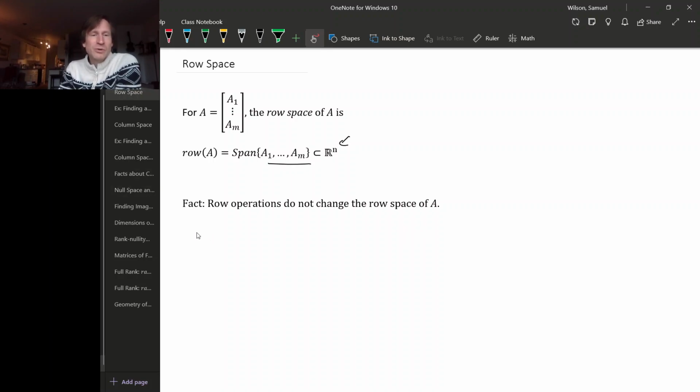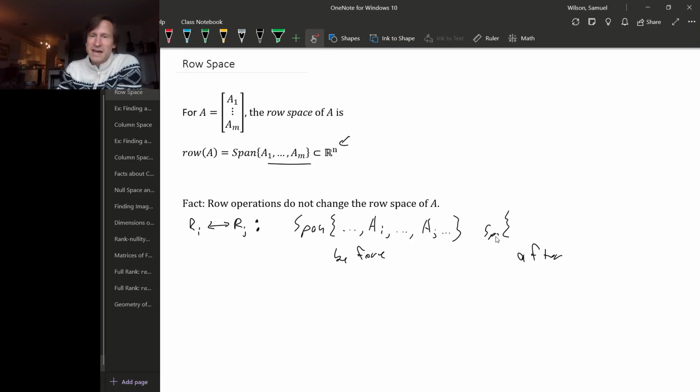So first of all, remember we have a row operation where we interchange 2 rows, right? So what will that do to the row space? Well, the row space before the change is the span of all the rows, so there's going to be Ai as one of our rows and Aj as one of our rows. So this is before. And then after we do this row operation, the span is the span of all the rows, and then Aj shows up, and then Ai, because we just switched the 2 rows.